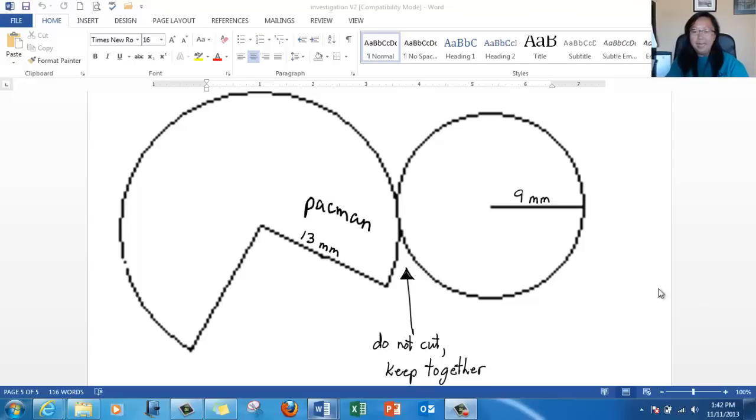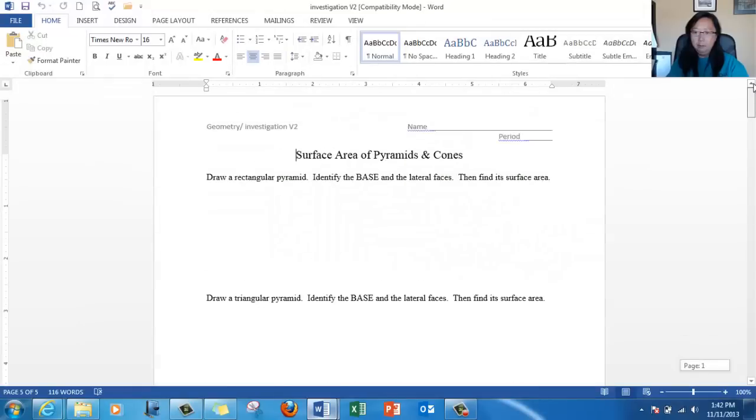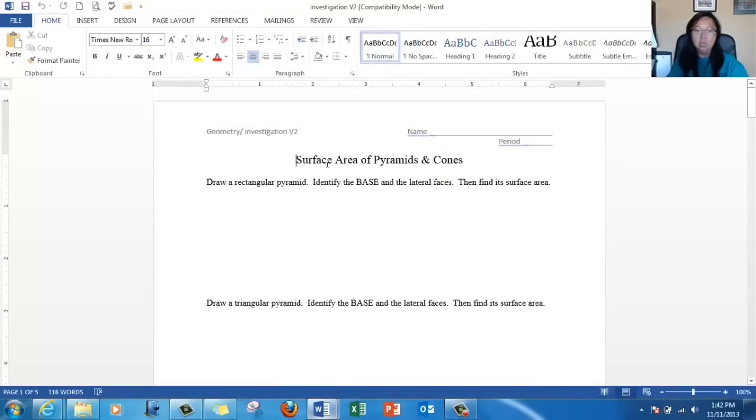Welcome back. So today, you need this paper that has this shape here that I gave you from class, and this investigation here, V2. It says surface area and pyramids and cones. I know you only have a cone, and I'm going to have other shapes I'll be showing in the video, but you don't need it, okay?